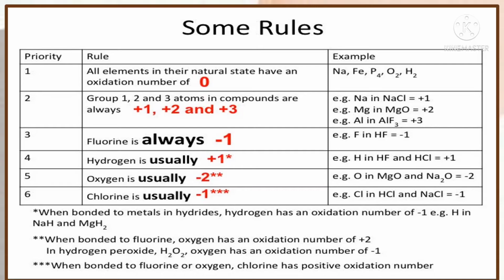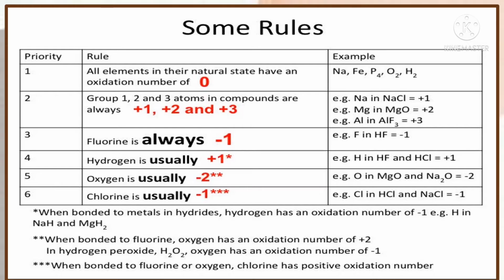Rule number 1. All elements in their natural state have an oxidation number of 0. Yes, that is true. All elements listed on your periodic table are in their stable state. That's why their oxidation number is 0, even though there are elements which exist in diatomic form like nitrogen, oxygen, and hydrogen.